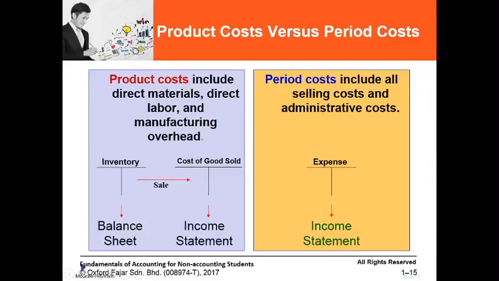Okay, why we need to distinguish these costs into two categories is because product cost will go into two different financial statements: the balance sheet, under the account inventory, and also the information will go to the income statement under cost of goods sold. And then for period cost, it will go under expense, which means it will go to the income statement.